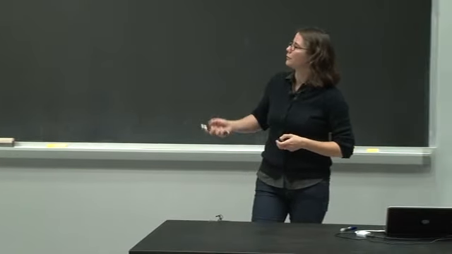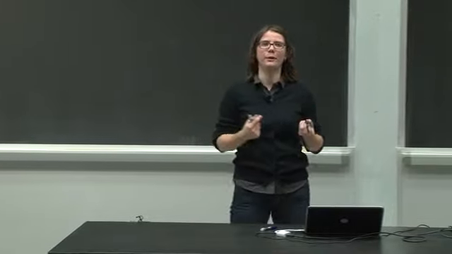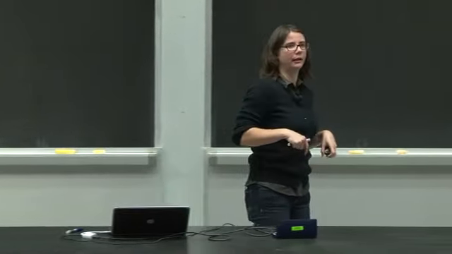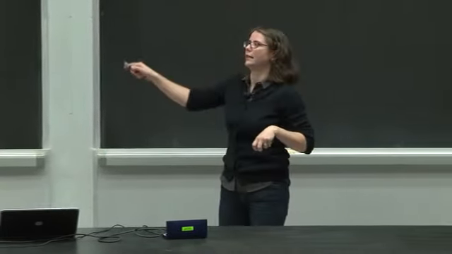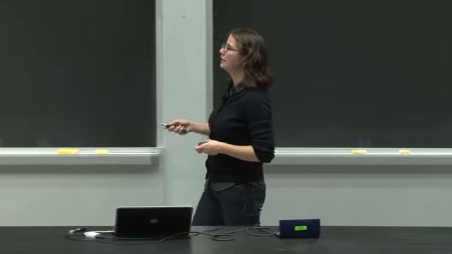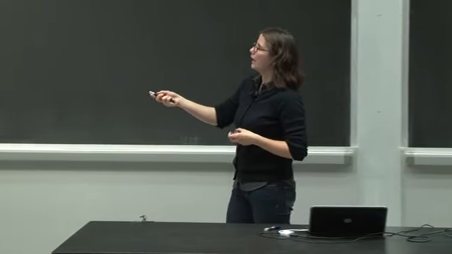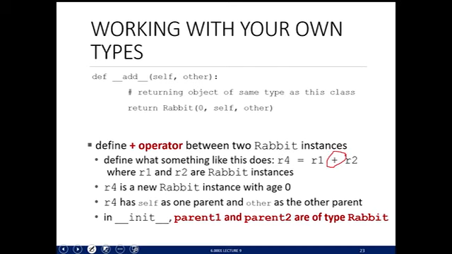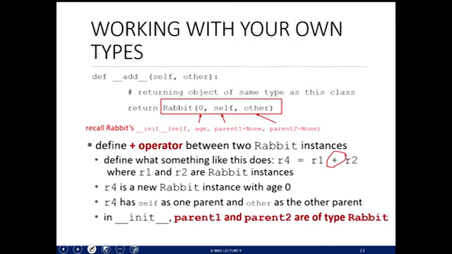So let's try to work with this rabbit object. Let's define what happens when you add 2 rabbits together, in this class, not in the real world. If I want to use the plus operator between 2 rabbit instances, I have to implement this __add__ method. All I'm doing here is returning a new rabbit object.